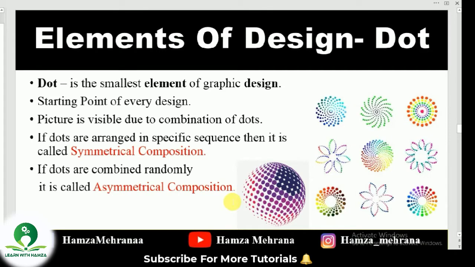All the pictures which we can see are visible only due to the combination of these dots. As you can see in these pictures, you can see an image which consists of circles. So these pictures are visible to us only because of small dots, which are pixels.